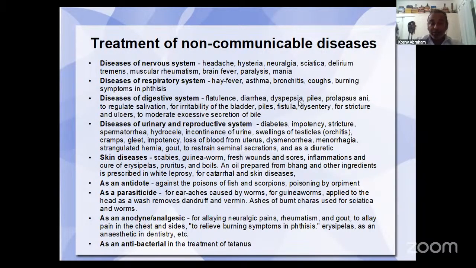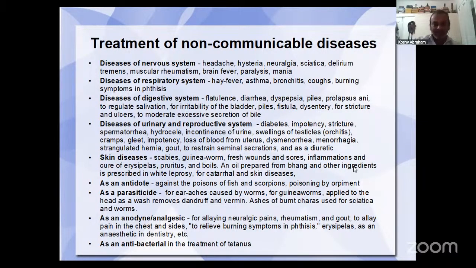Now, when we look at the treatment of non-communicable diseases, we see that it is much, much more extensive than the communicable diseases. So we see that cannabis was used to treat diseases of almost every system in the body. We have diseases of the nervous system, diseases of the respiratory system, diseases of the digestive system, diseases specific to the urinary and the reproductive systems, and skin diseases, that's external diseases, including white leprosy.